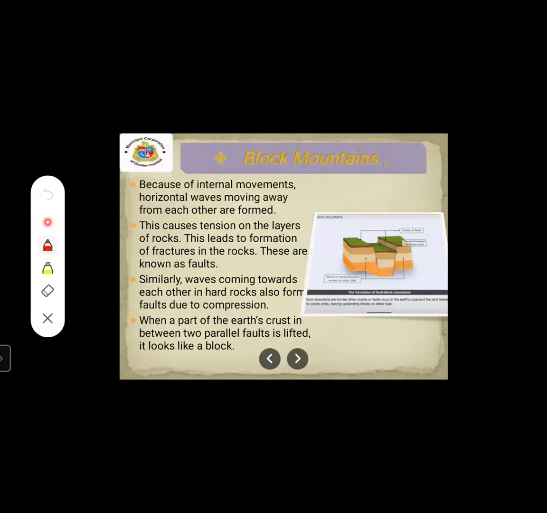See here, now block mountain. Because of the internal movements, horizontal waves moving away from each other are formed. This internal movement is very important in all the topics of this lesson. Due to these internal movements, horizontal waves moving away from each other are formed. These cause tension on the layers of rock. This leads to the formation of fractures in the rock. These are known as faults.